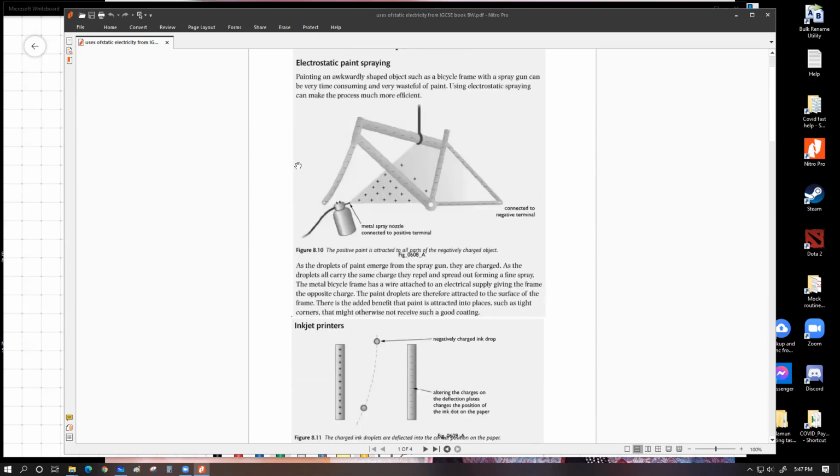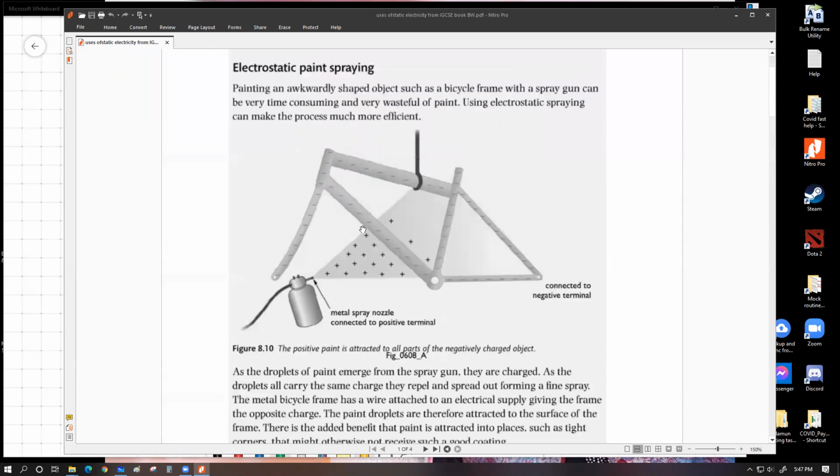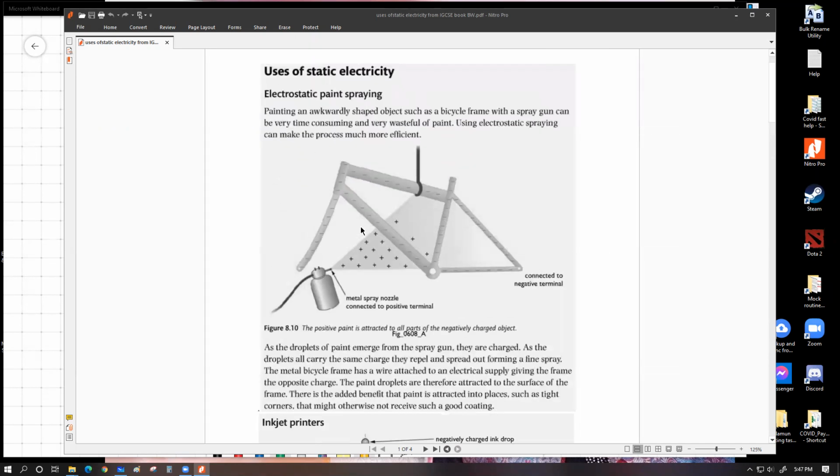But before I get into this, does anyone have any question about electrostatic spray painting? Anyone? Questions? Sir, can you repeat the part? Yes. I had a question.